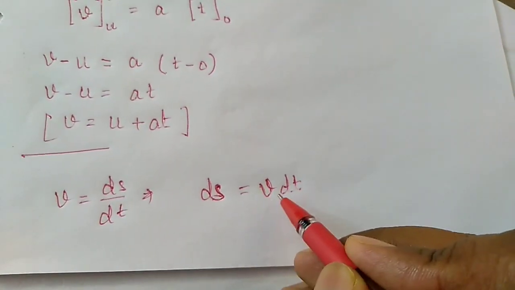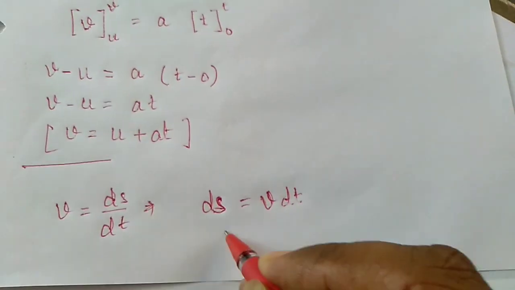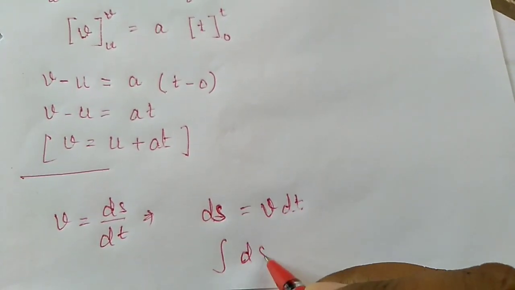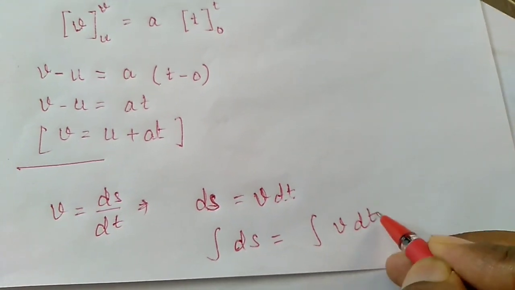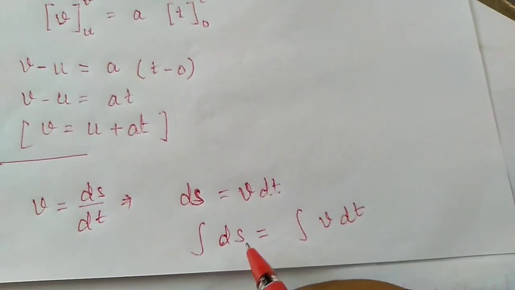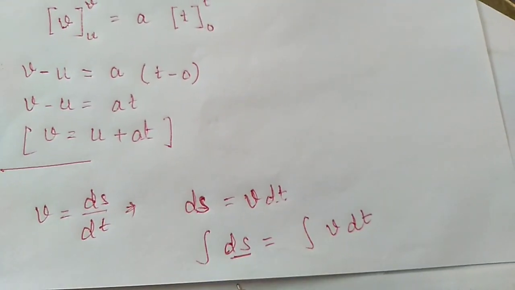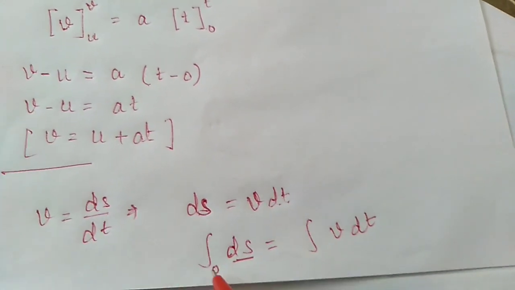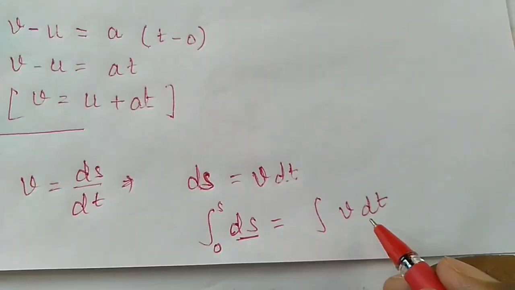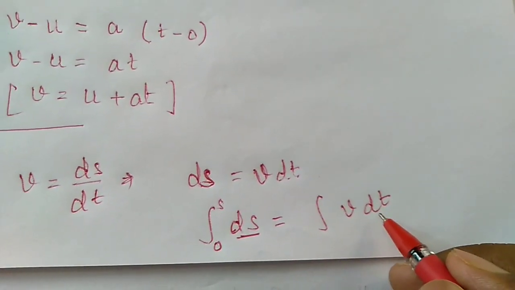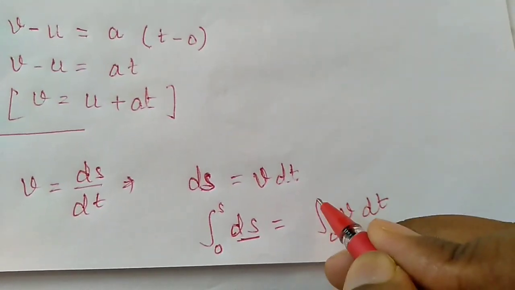The next step is to integrate. So what will we write? Integration of ds is equal to integration of v dt. Now you have to put the limits. What is the function? Function of displacement. Displacement starts from 0 to s. You can see here it was starting from 0 to s. Same way, the function here is of time. Time starts from 0 to t.